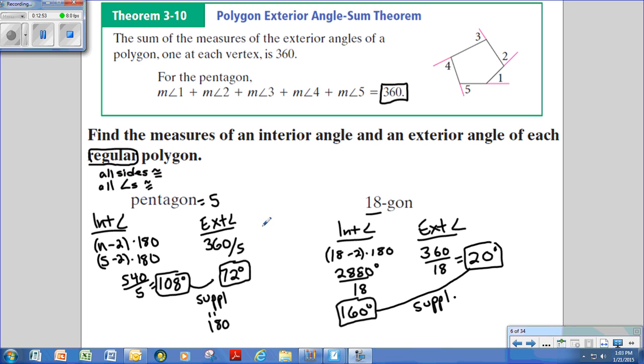All right, that concludes the lesson on the polygon angle sum theorem, how to classify polygons, what's convex, what's concave, what the interior angles add up to, and what the exterior angles add up to.